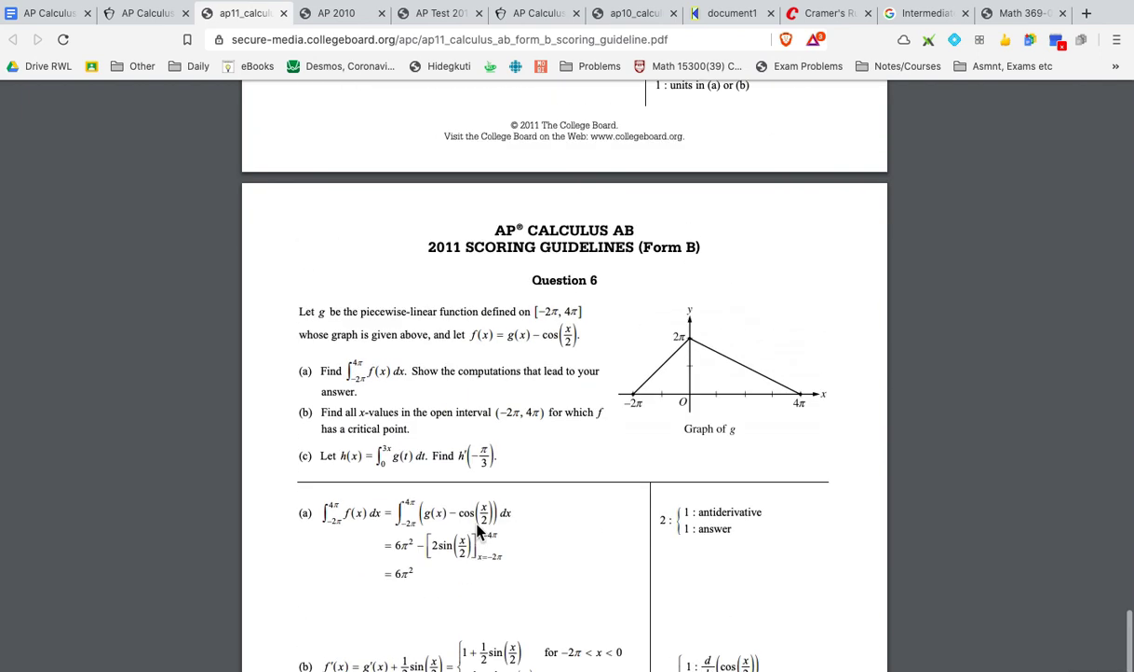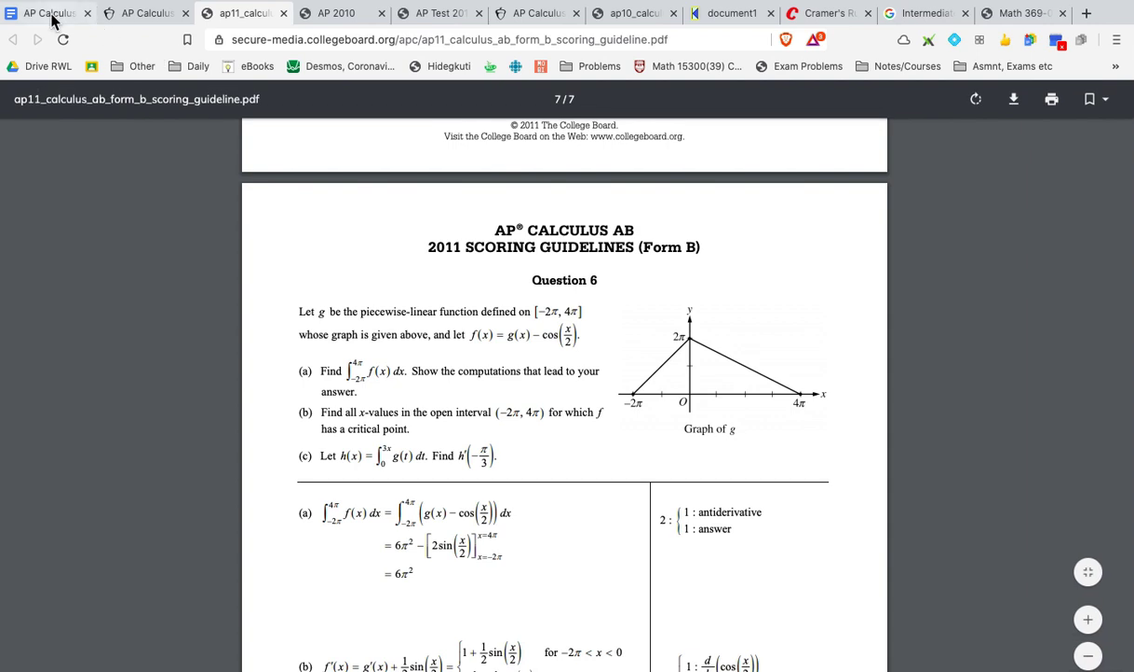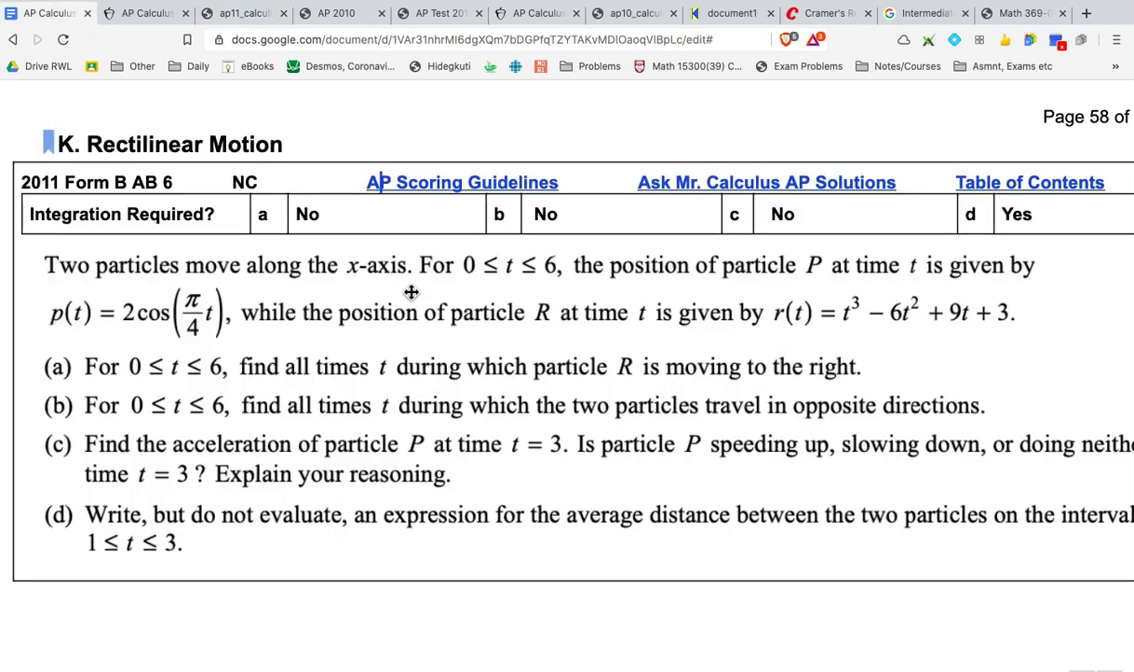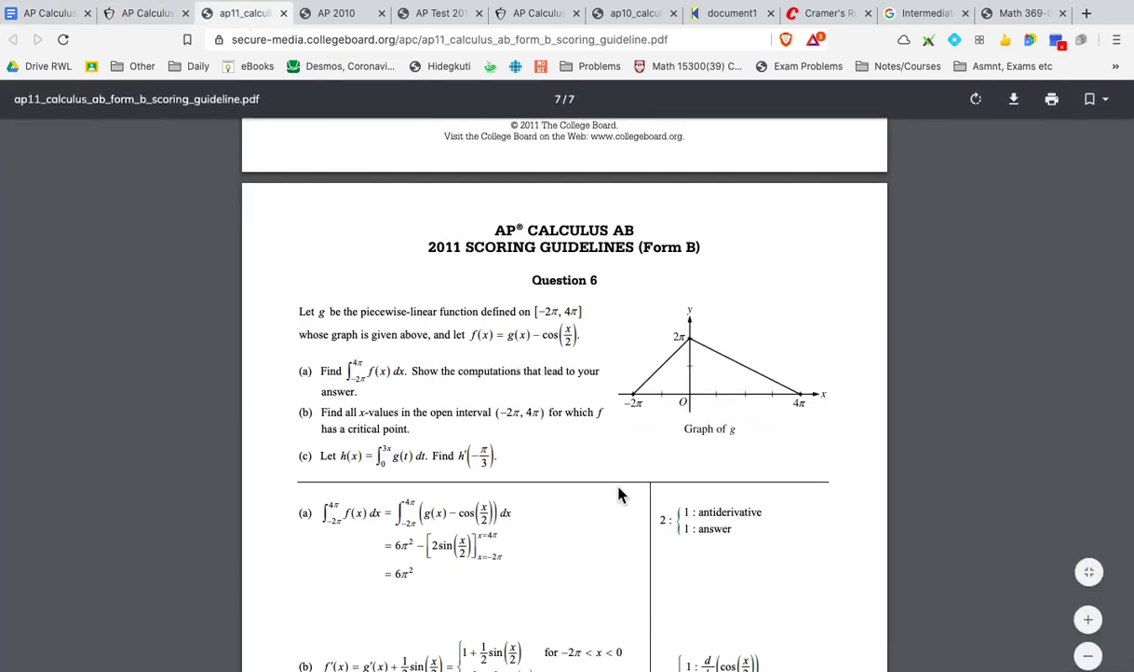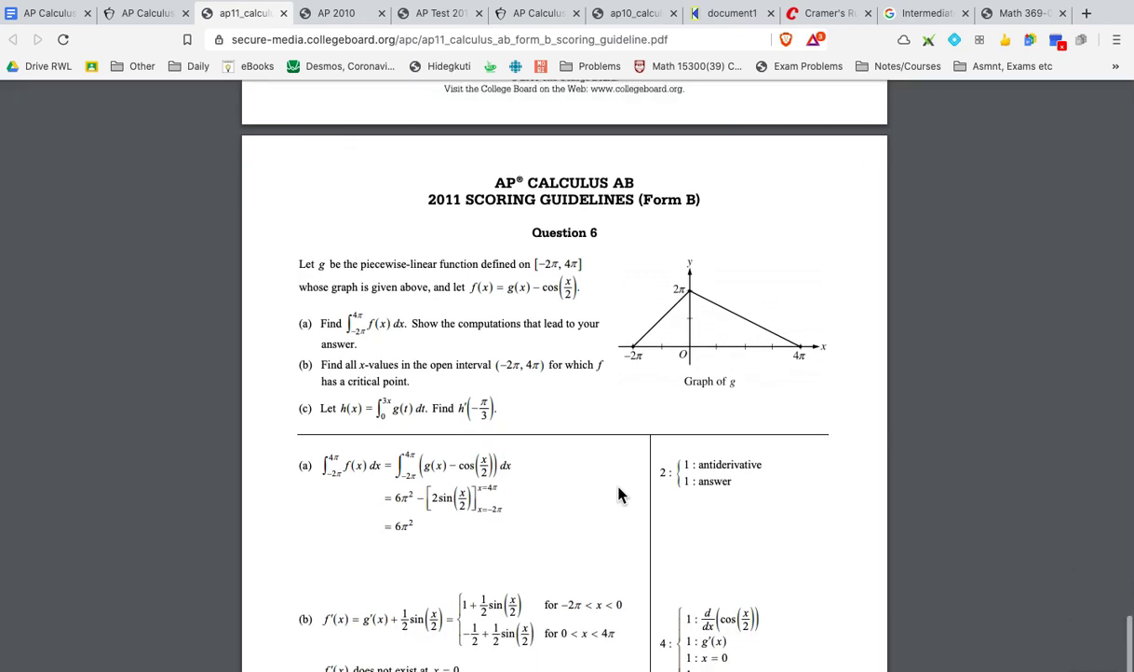I can't. Oh, that's 2011. Let's see. Which question was that supposed to be? Form B, AB6. 2011 Form B, AB6. So, great time to do this.